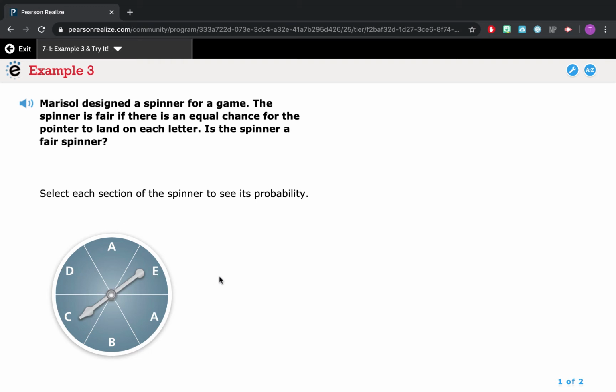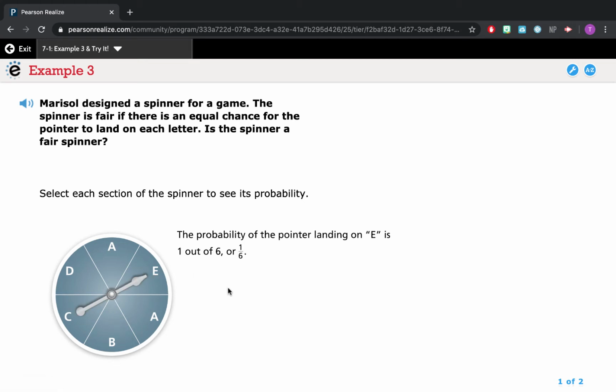If it is an equal chance here, each letter should be covering the same amount of the spinner. I want to mention, like I did in the previous video, it doesn't mean it has the same number of sections. It means it covers the same amount of space. Now, we're going to select these sections to see the probability. I'm going to work in reverse alphabetical order, so let's look at E.